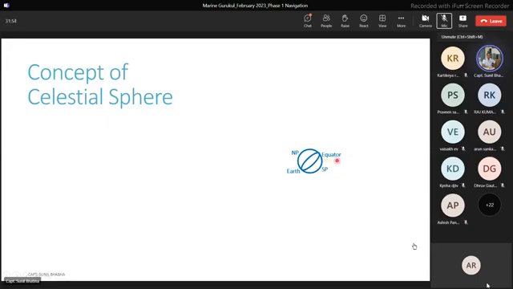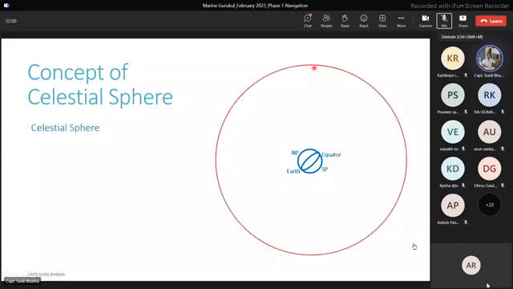Now once we have the Earth, the poles and the equator in our diagram, we can now proceed to understand the celestial sphere. Now you see this bigger red color circle in the diagram. This bigger red color circle represents the celestial sphere.